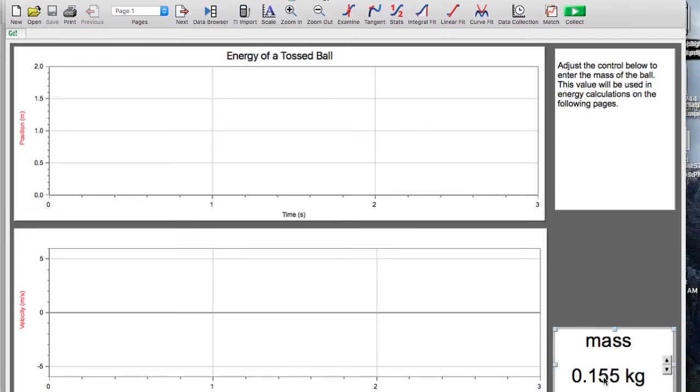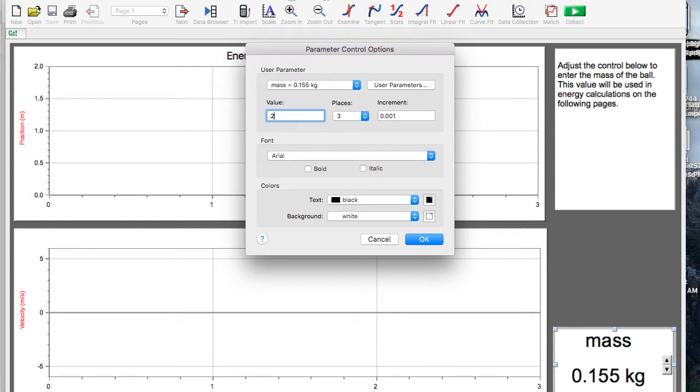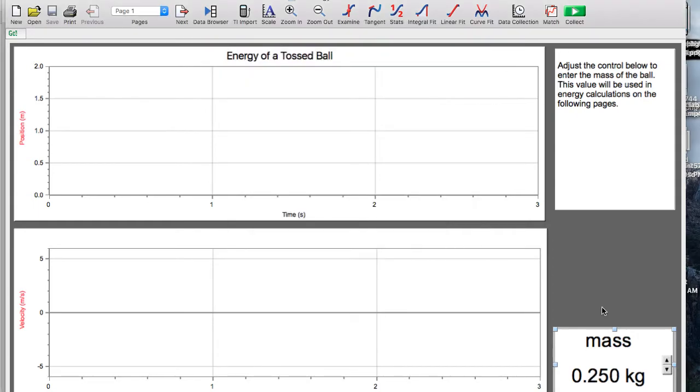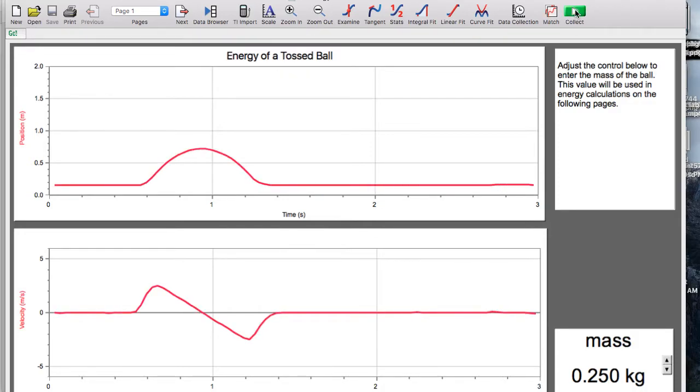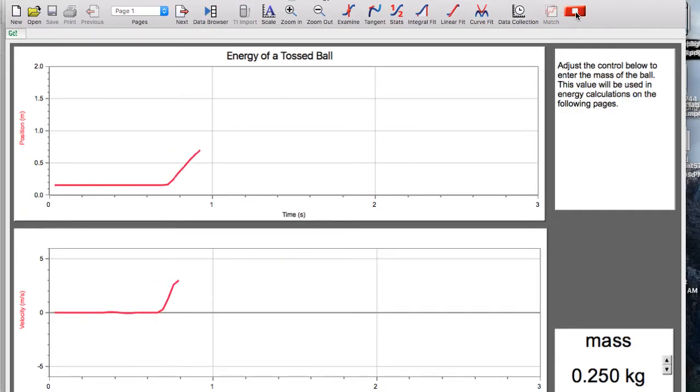First thing you can do is measure the mass of your volleyball. So my mass is 250 grams, which is 0.25 kilograms. And then I'm going to leave the collection time. So you're good to go now. I'm going to go ahead and try a trial. Here we go. Okay, that one looks pretty good. I'm going to try one more, see if I can get a little higher. Okay, that one looks pretty good too.